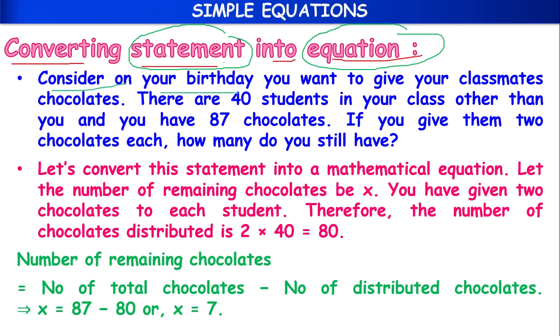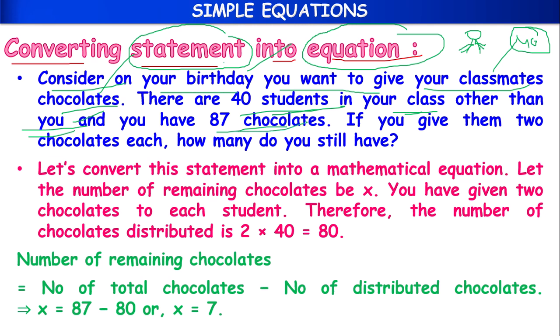Suppose it is your birthday. On your birthday, you want to give chocolates to your classmates. So you want to celebrate your birthday by giving chocolates to your classmates. There are 40 students in your class other than you, which means including you it will be 41. Without you, 40. Because it's your birthday, you want to distribute chocolates to 40 of your friends, excluding you.